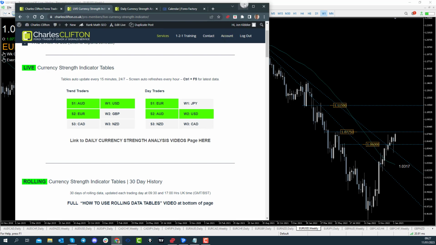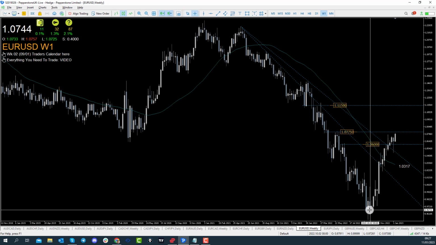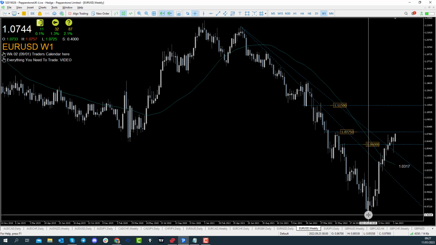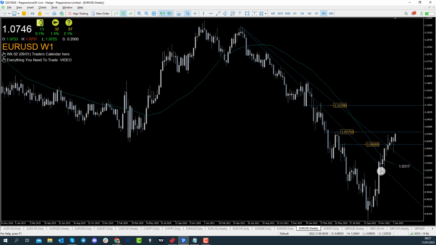So let's go take a look at euro US dollar and see what the price has been doing most recently. Well, we've been trading to the upside ever since we found the lows here in September. We've rallied over 1,000 pips to the upside here. Very strong move. That was in line with the US dollar weakness that we've seen in the market. And now we're approaching a key level of resistance.